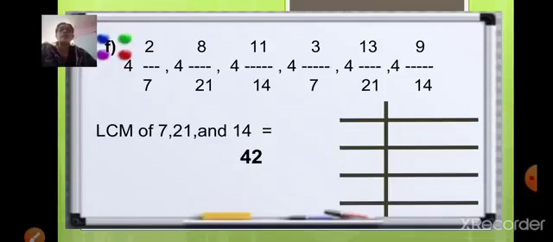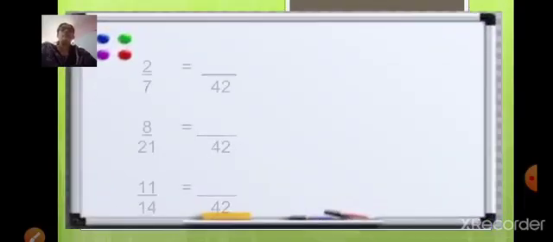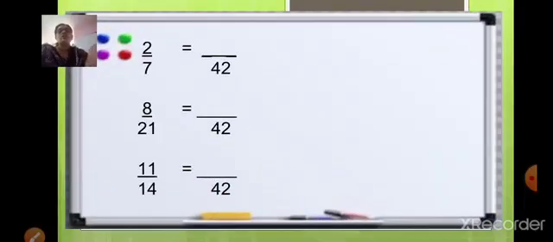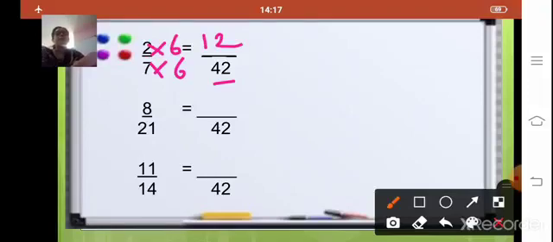So let us start with the first fraction. Your fractions are 2 upon 7, 8 upon 21 and 11 upon 14. Now 7 sixes are 42, so 2 upon 7 is something upon 42. So 7 when you multiply by 6, you will get the denominator 42. Same way, the numerator also you will multiply by 6. So 2 sixes are 12.